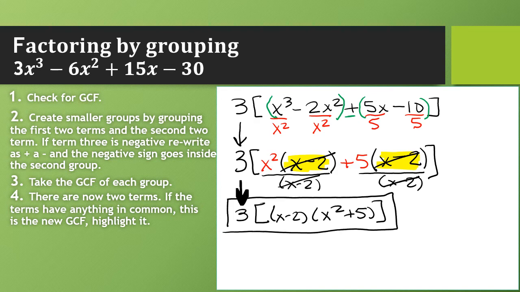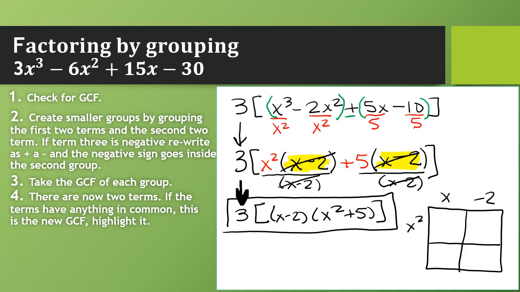However, I do want you to check your answer. So if we come over here and we do the box method, this is x minus 2. This is x squared plus 5. So x squared times x is x cubed. X squared times negative 2 is negative 2x squared. 5 times x is 5x. And 5 times negative 2 is negative 10.